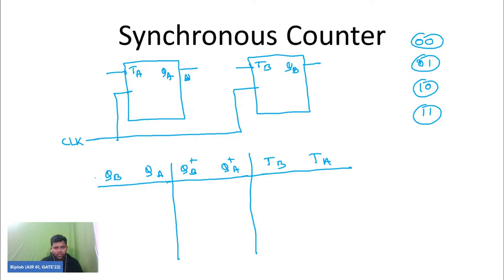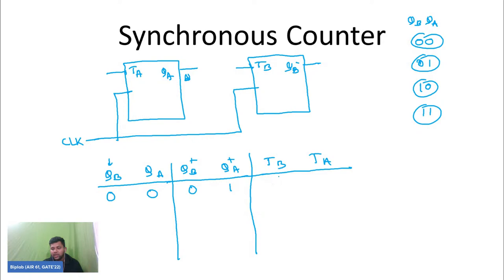So let us consider the current output is 0, 0. Then what will be the next output? It will be 0, 1. Now look at only QB. QB before was 0, and now also QB is 0. So the previous output is 0, and the next output is also 0. Then what should be the TB value?